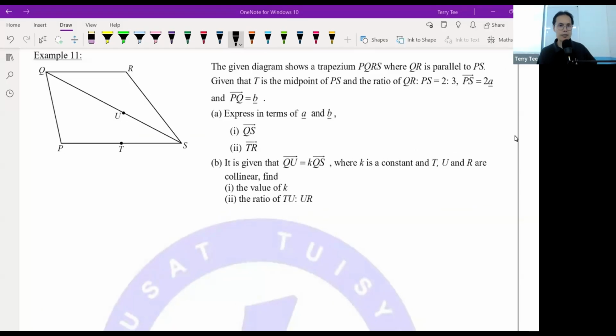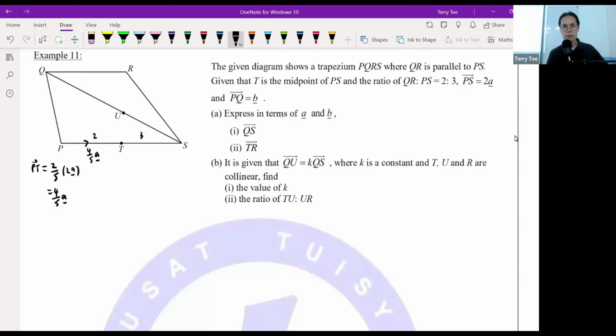Here we have a trapezium where QR is parallel to PS. T is the midpoint. And QR:PS is 2 to 3. This is 2. This is 3. Vector PS is 2A. Okay, that means what is PT? Let me work out this first. 2 over 5 of PS, right? PS is 2A. Answer is 4 over 5 A. This PT is 4 over 5 A. I work it out first.